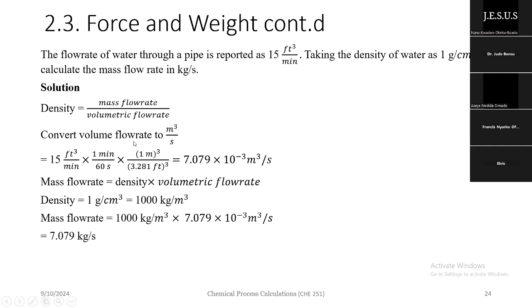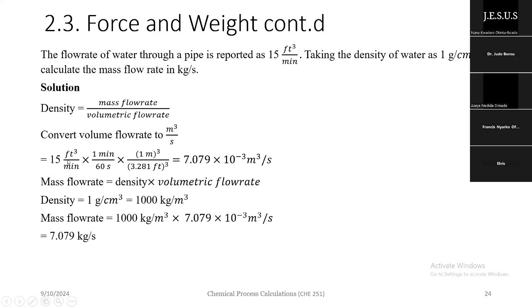We need to convert our volume flow rate to meter cube per second, because you realize that kilogram per second is actually an SI unit. And with the SI unit, volume is measured in meter cube and time in seconds. So we have feet cube per minute. We need to eliminate this minute. So 1 minute gives us 60 seconds, so this and this cancel out. At this point, we have feet cube per 60 seconds.